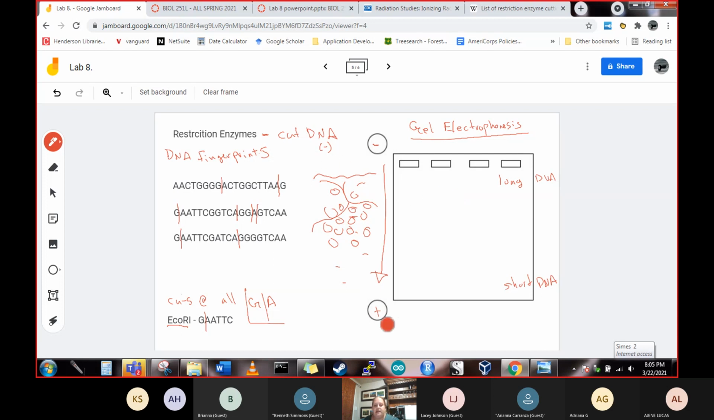So because DNA holds that negative charge, it's always going to run towards this positive end. And usually this positive end is considered red colored, and usually the negative end is black colored. So the little phrase that everybody says is that DNA runs to red. So it always goes towards the positive end.